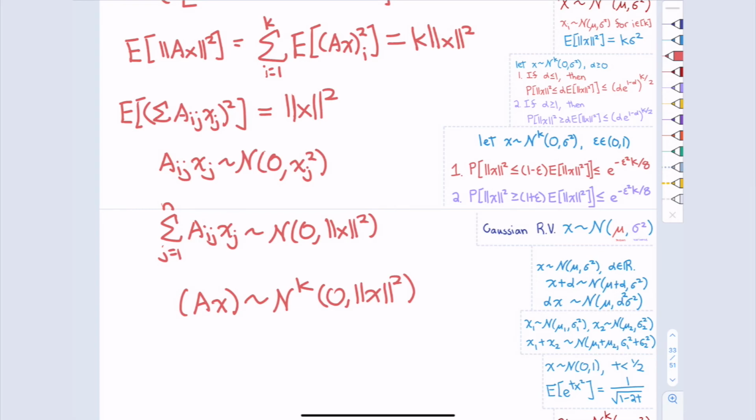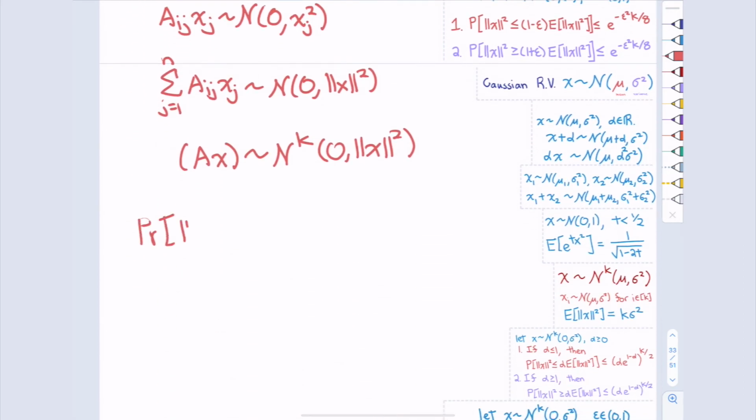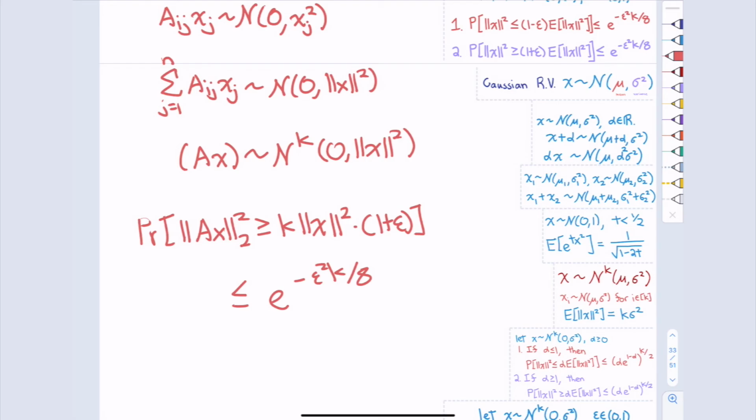We have this Chernoff-looking bound. We know that the length of a high-dimensional Gaussian vector is extremely well concentrated. So for example, the probability that the length is greater than its expectation, which we now know is this, times 1 plus epsilon, we know this is at most e to the negative epsilon squared k over 8 or some number. And likewise for being smaller than 1 minus epsilon.